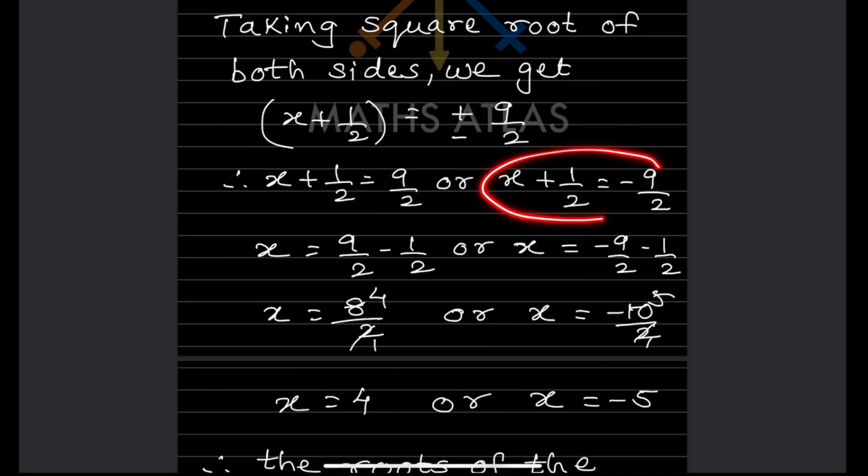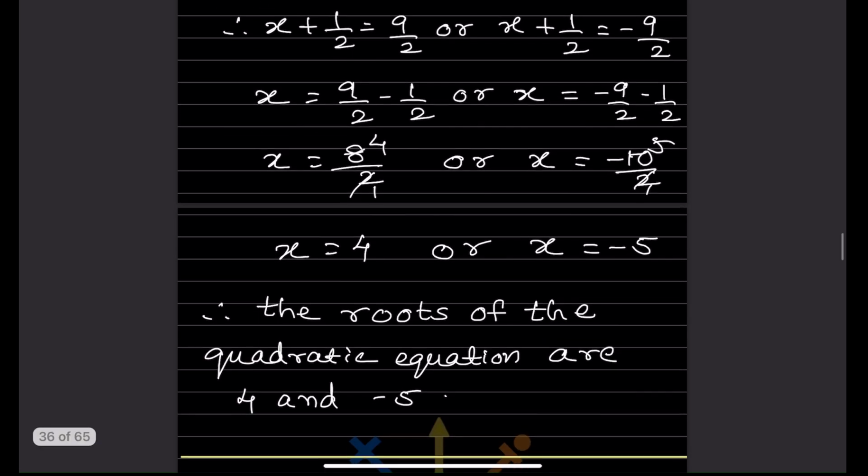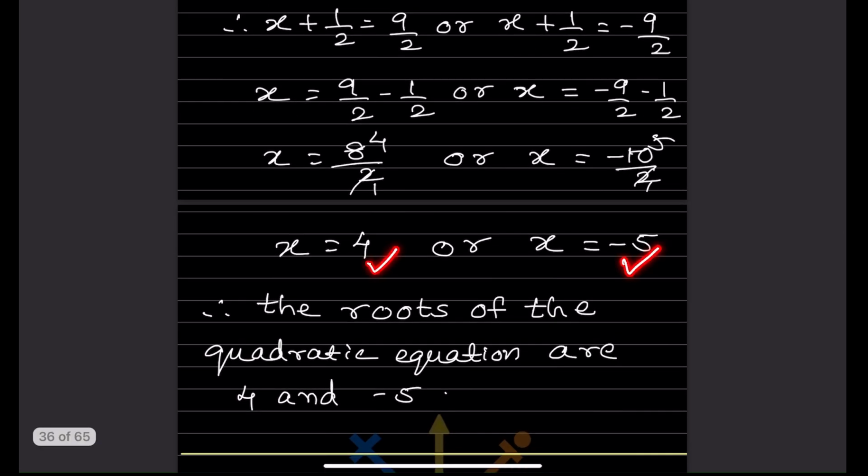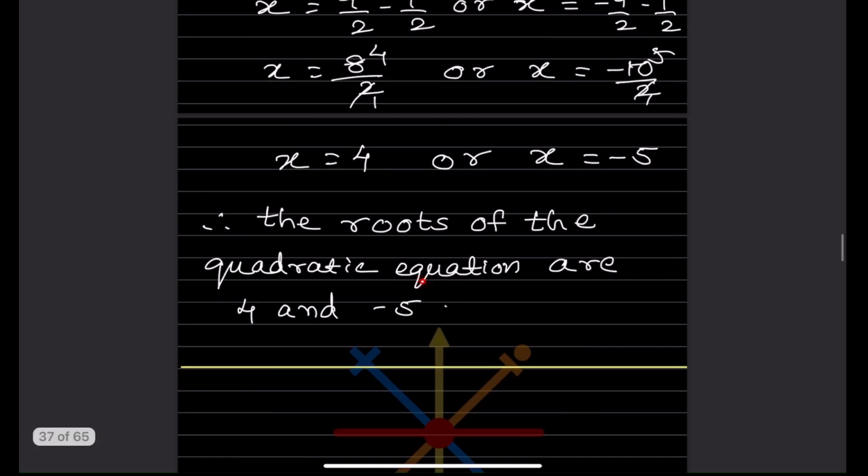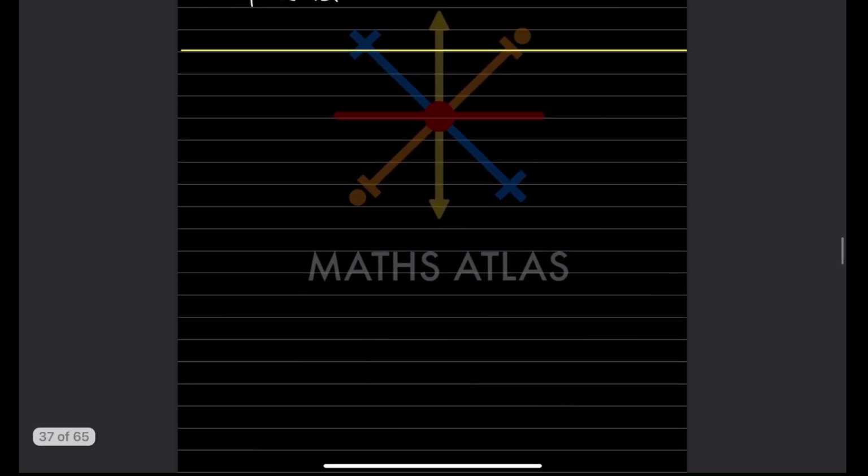Now let us see this one. So this will be x equals minus 9 by 2, and this goes, that will be minus 1 by 2. Again the denominator is the same for this one. So that will be minus 9 minus 1, that is going to be minus 10 by 2. So this is going to be 5, but that will be minus 5. So you got the two values of x, that is 4 and minus 5. So we can say that the roots of the quadratic equation are 4 and minus 5. So this is the answer.